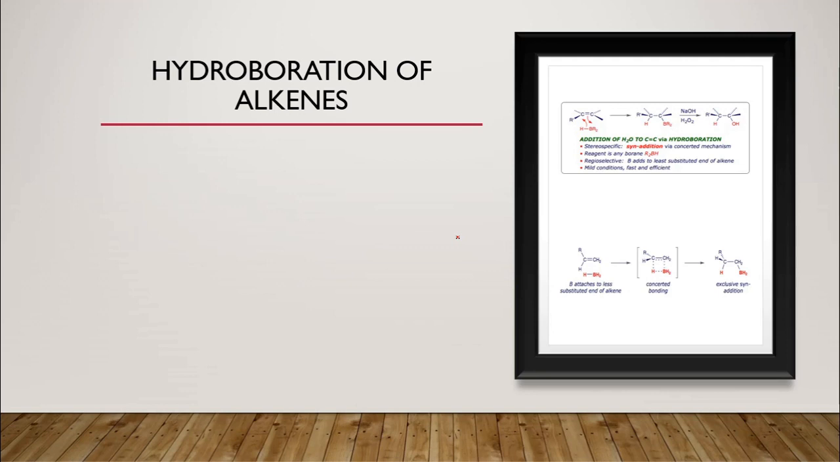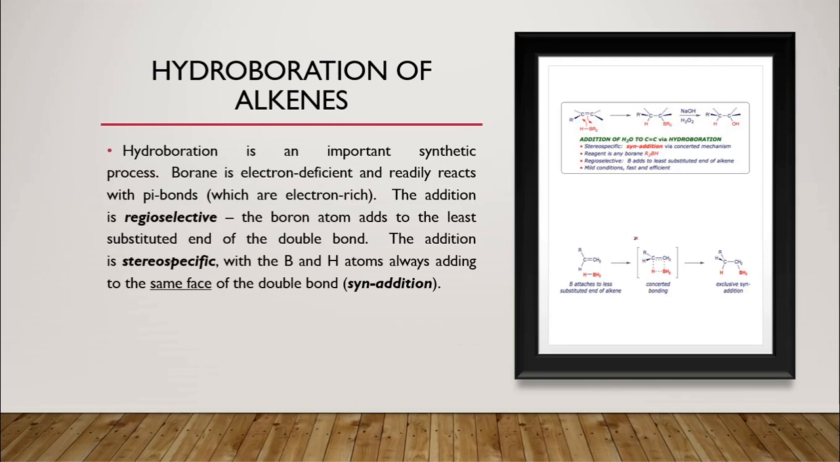Let us take another example, which we call hydroboration of alkenes. Hydroboration is a very important synthetic process. Borane is electron deficient and it readily reacts with a pi bond, which is electron rich. The addition is highly regioselective because the boron atom adds to the least substituted end of the double bond. The addition is stereospecific in nature too, with the boron and hydrogen atoms always adding to the same face of the double bond, and we end up with a syn addition.